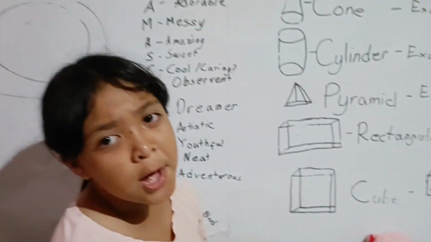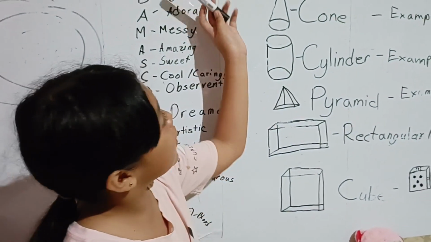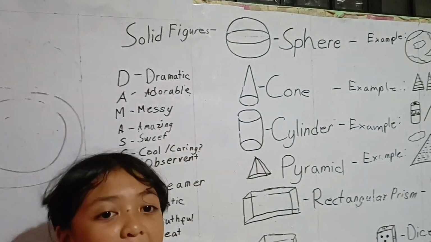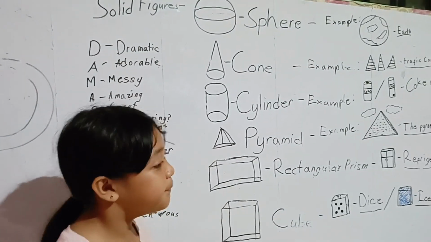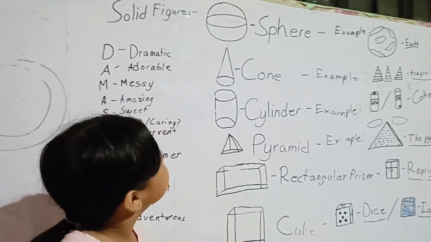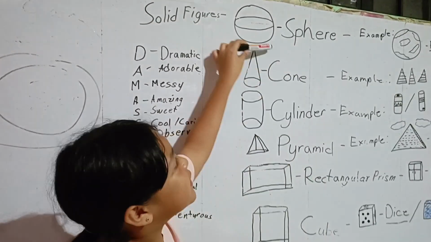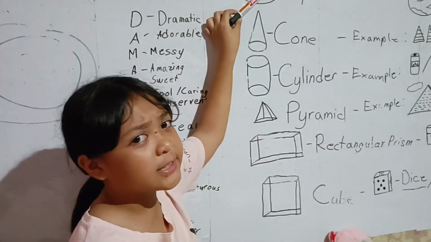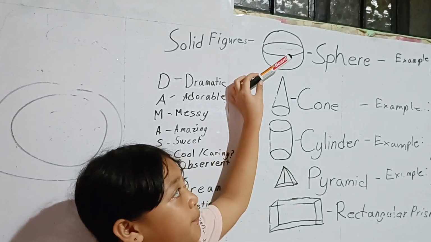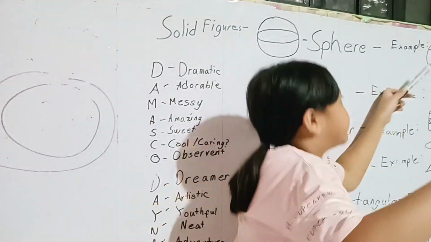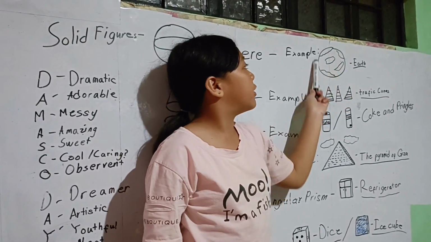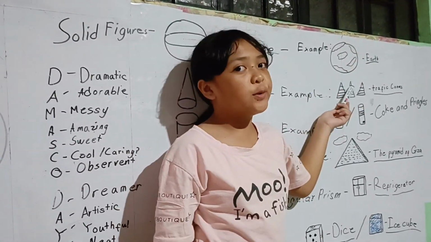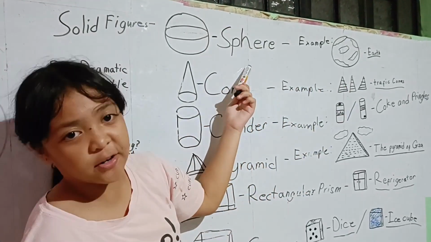So here we have some lists of solid figures. And these are all the solid figures. First up, we have sphere. If you look at this, it looks like a circle, but it's actually a sphere. Here is an example of a sphere: the Earth that we're living in is a sphere.